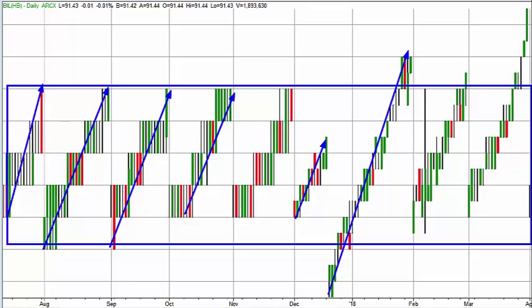Also look at your commissions, because these moves are so small with regard to price range. I would say you've got to be with a very, very low commission broker for them. Okay, let's look at another one.